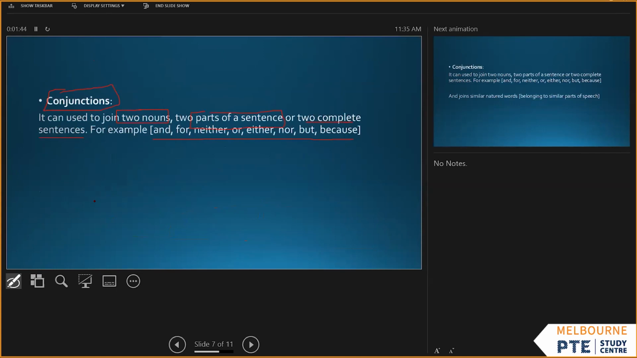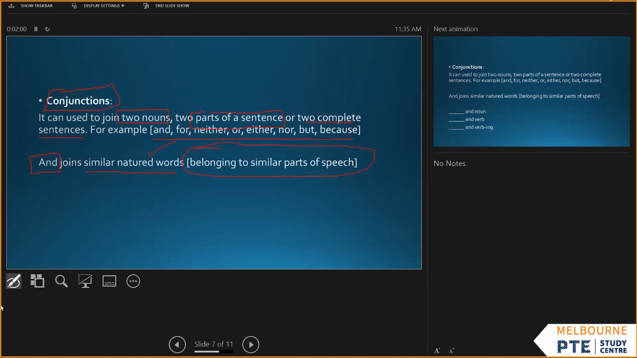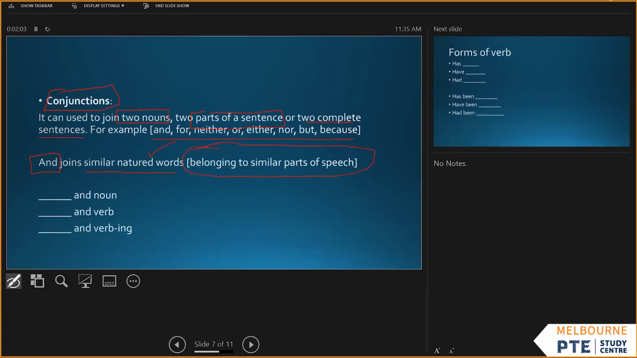as well, okay? Now, an interesting thing about conjunction and that you guys should know is it joins similar natured words. As in, you can say words belonging to similar parts of speech. So let's just say if I got a noun after and, I'll put a noun here as well. If I got a verb after and, I'll put a verb here as well. Similarly, if I got a verb in ing form, I will put a verb in ing form here as well. Remember that. This is quite a simple rule and can help you quite a few times.